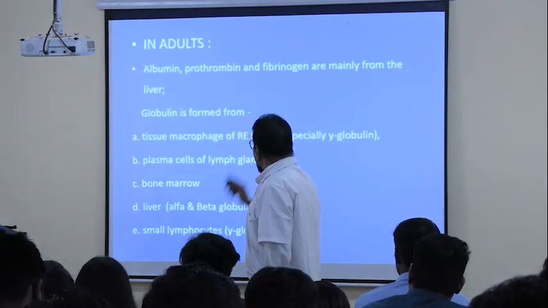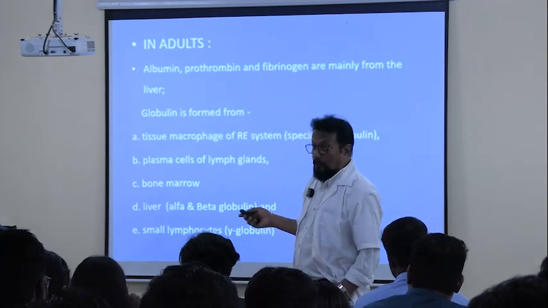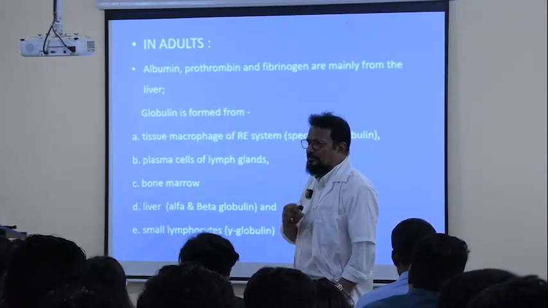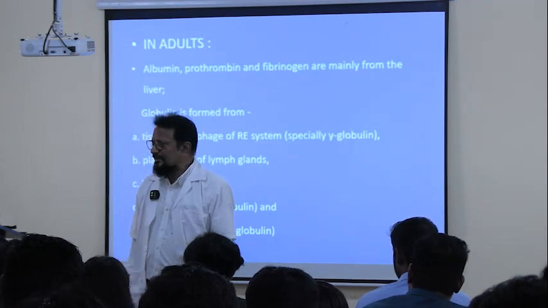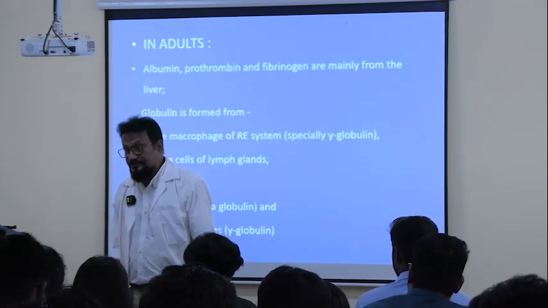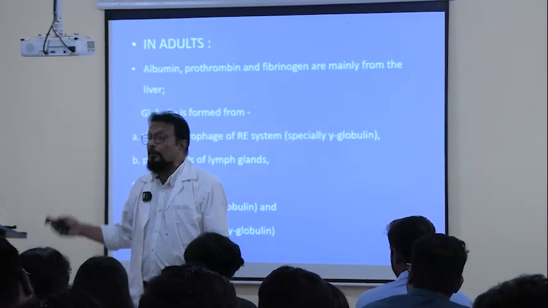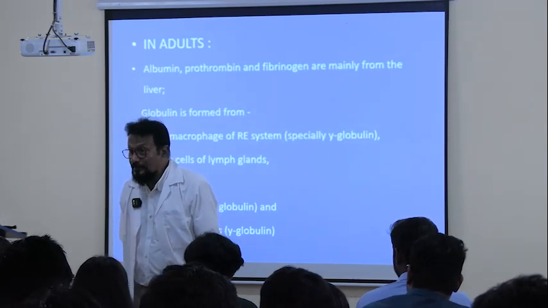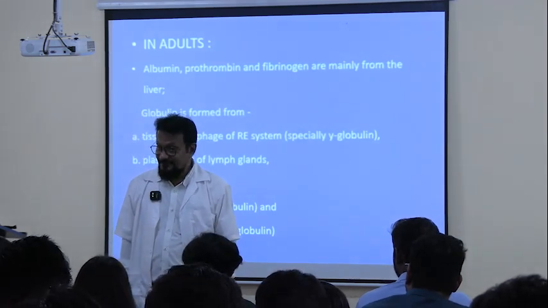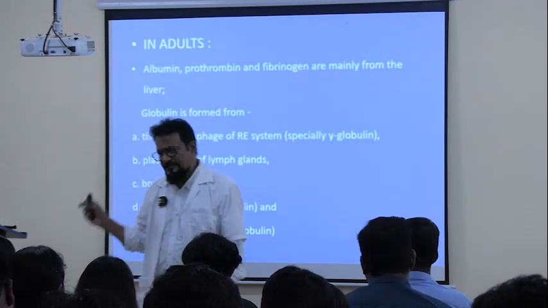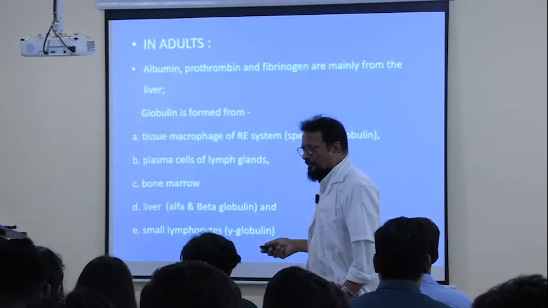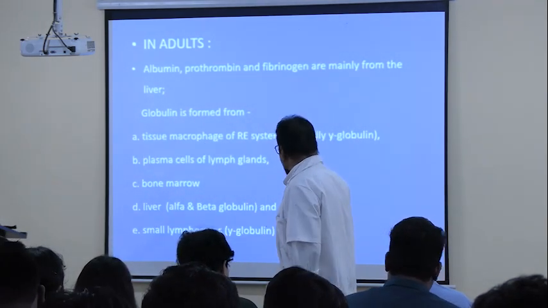Plasma cells are produced in lymph glands and bone marrow, since the bone marrow contains different types of cells, myeloid cells. Myeloid cells can also produce globulins. Myeloma is one type of cancer. There are different kinds of myeloma, which will be discussed later.